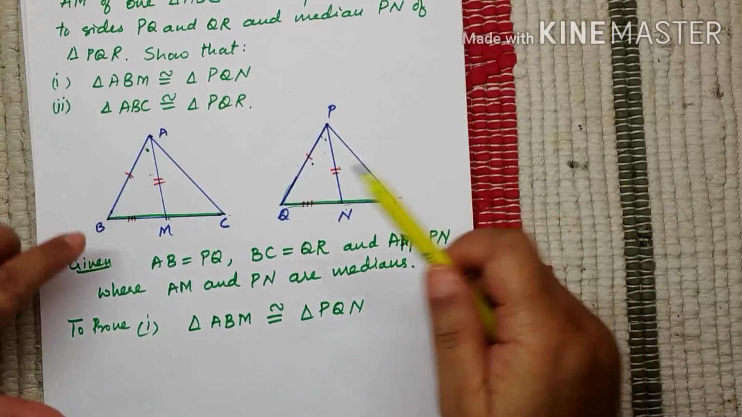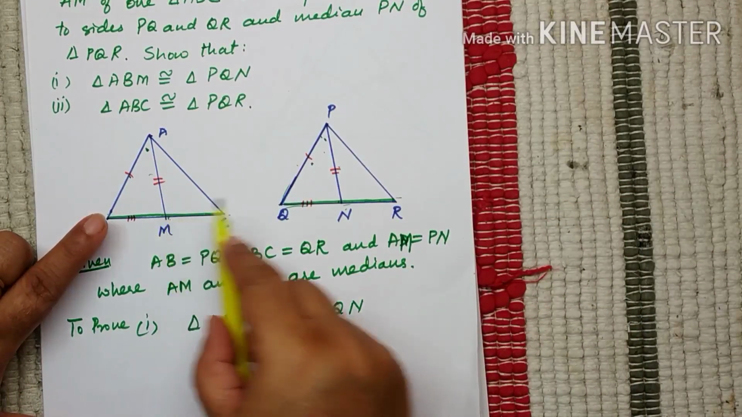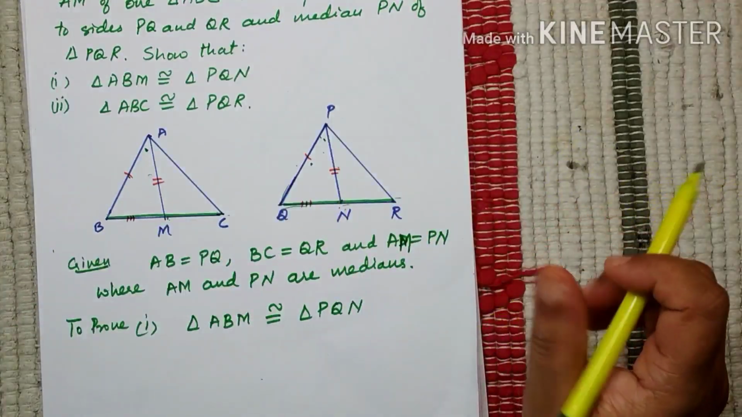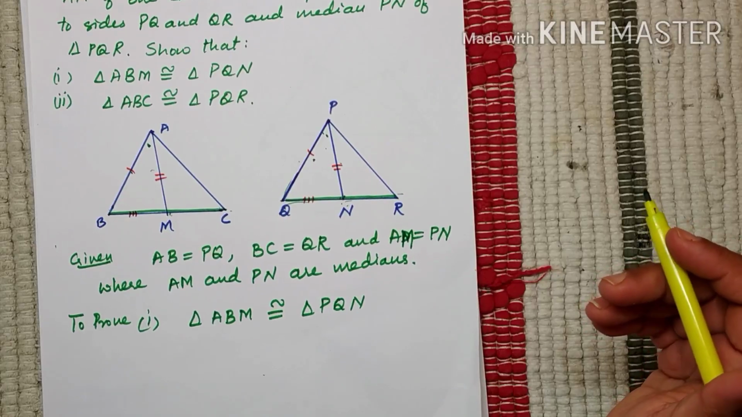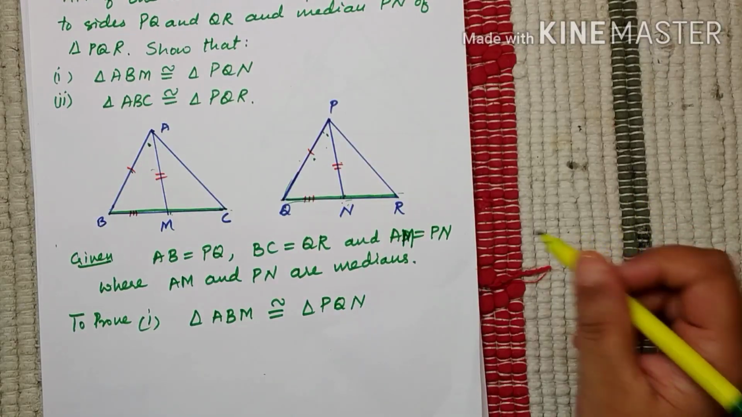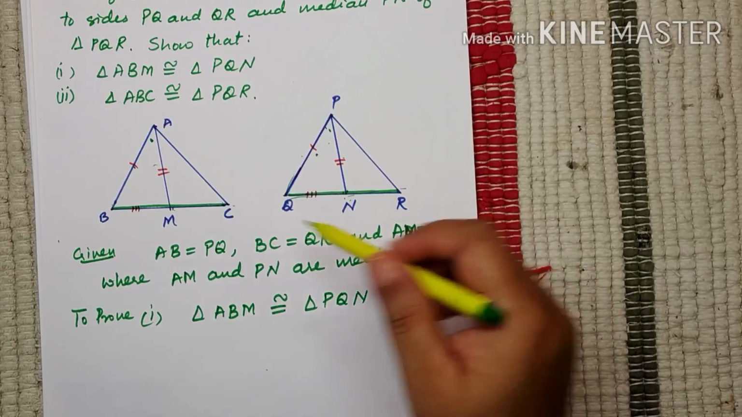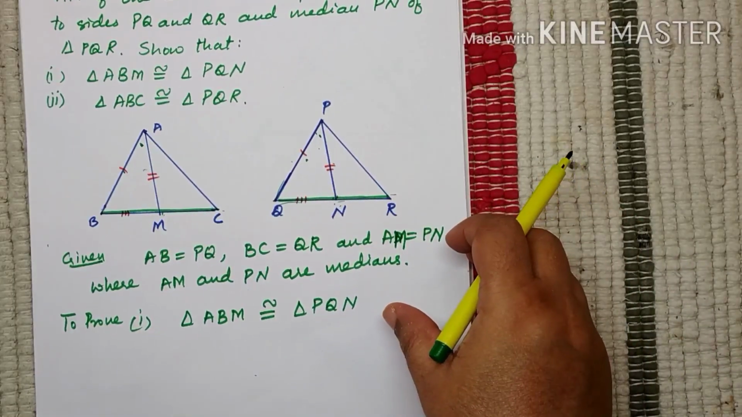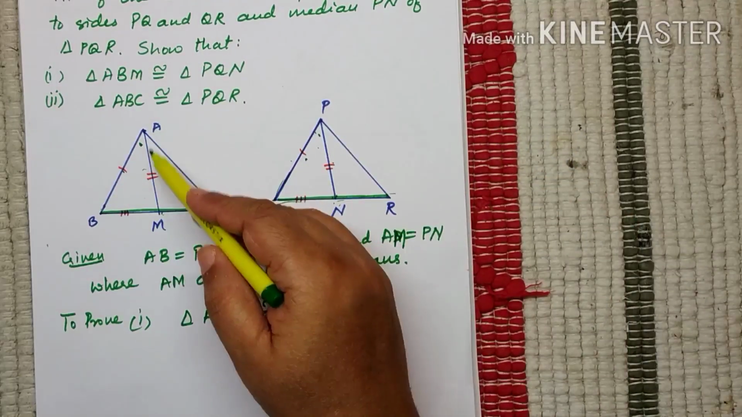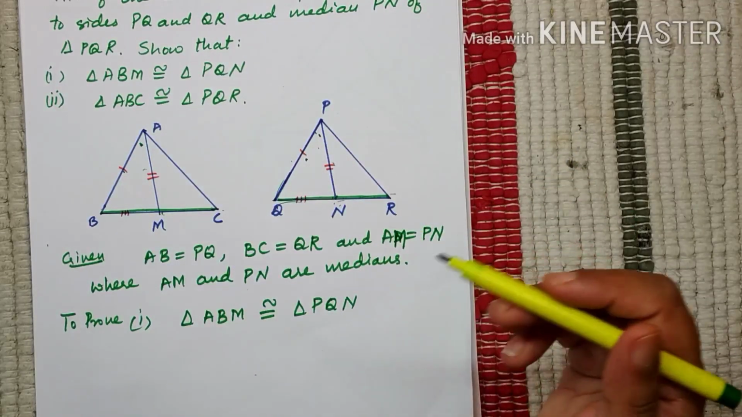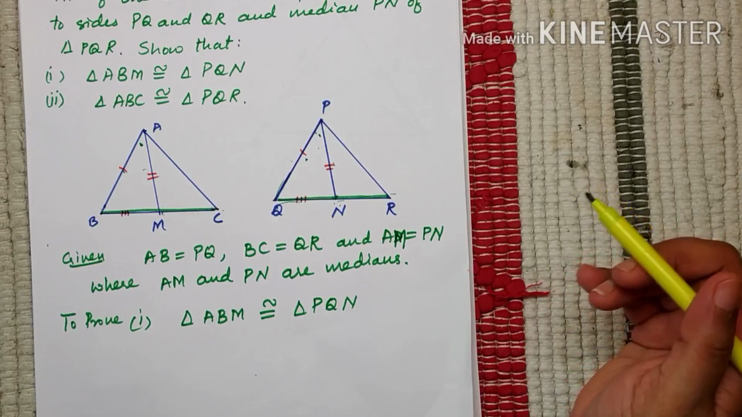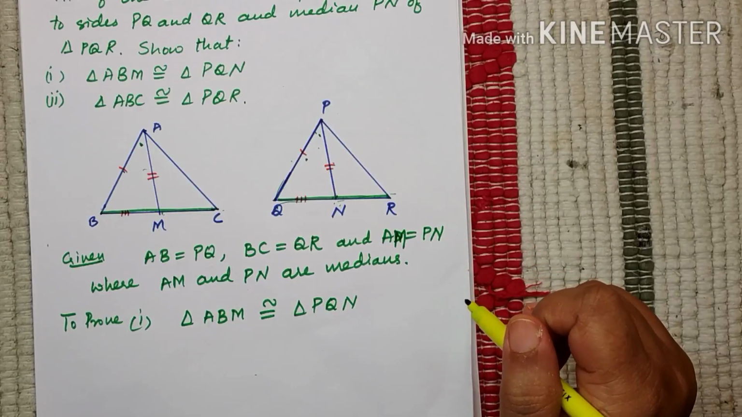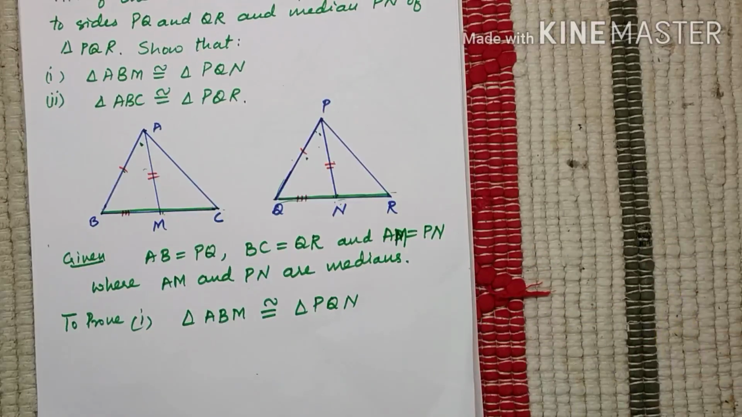Now which is the third side? The third sides of these triangles are BM and QN. Now I need to look for whether I can prove these sides equal, BM and QN. What is given in the question is that complete side BC is equal to QR, and further it's given AM and PN are medians. Immediately the solution strikes when we read the word medians. What does a median do? A median bisects the opposite side.